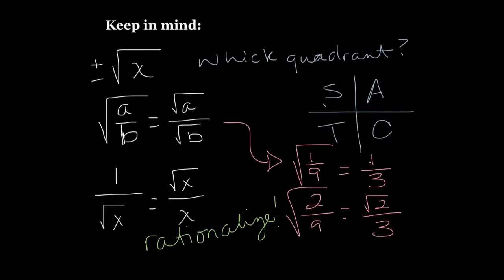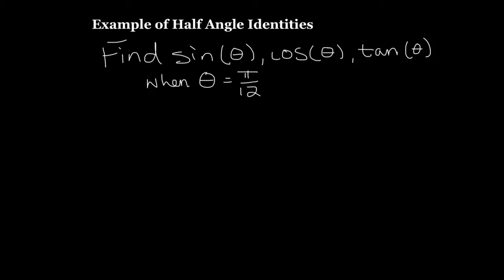Don't forget to rationalize. So let me run through an example of each one of these. I'm going to do it kind of quick because we're going to do some of this work tomorrow. If I want to find the sine, cosine, and tangent of pi over 12, I'm really going to take pi over 6 and take half of that. So we're going to use the half angle identities to solve this.